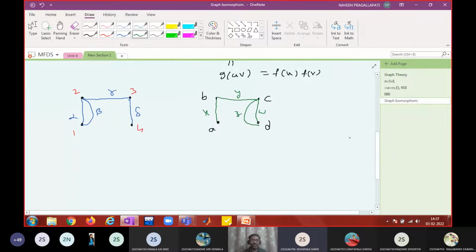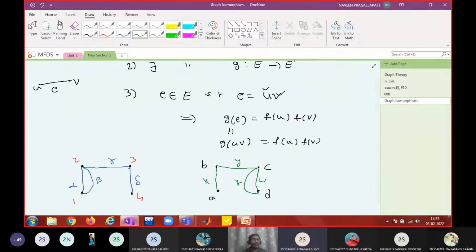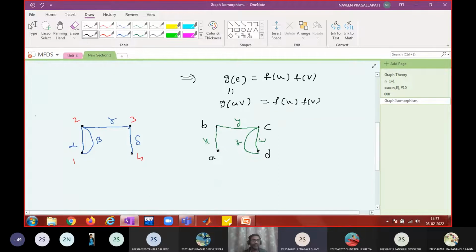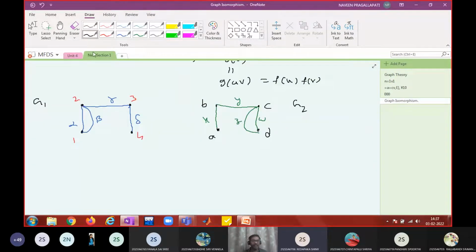Can you establish an isomorphism between these two graphs? Let me call them G1 and G2. Can you give an association? How do you map vertices of one set to vertices of another set? Let us say F. What is F of 1? 1 you want to map to which vertex? D, sir. Yeah, you want to map this to D.